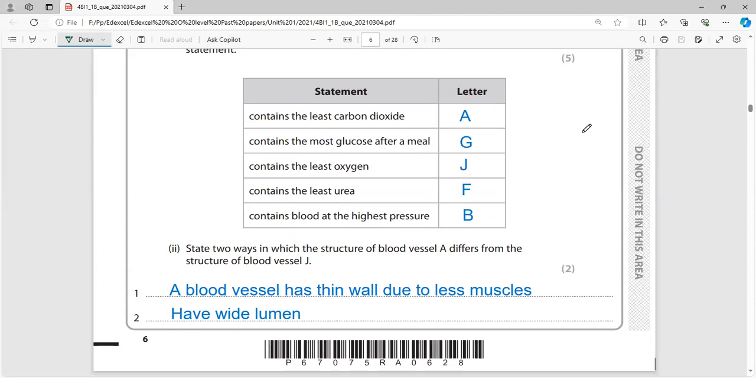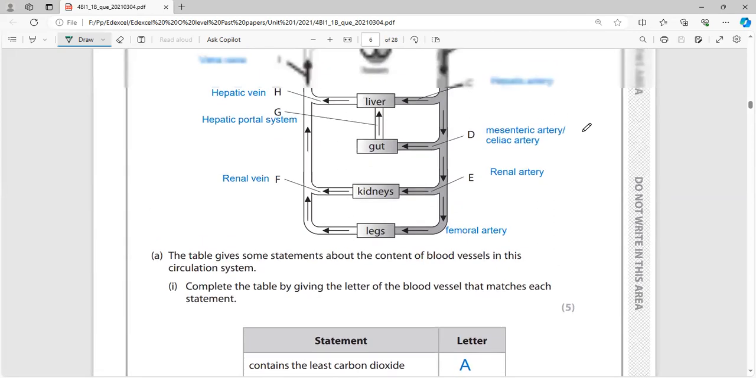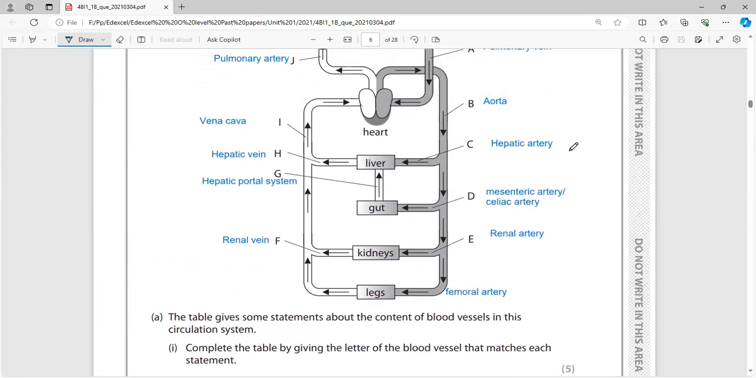Next, the one that contains the least urea. Obviously the kidney is responsible for removing urea. So E is the part which contains the highest concentration of urea, because it's moving toward the kidney, while F, the renal vein, is the part which contains the lowest concentration of urea.